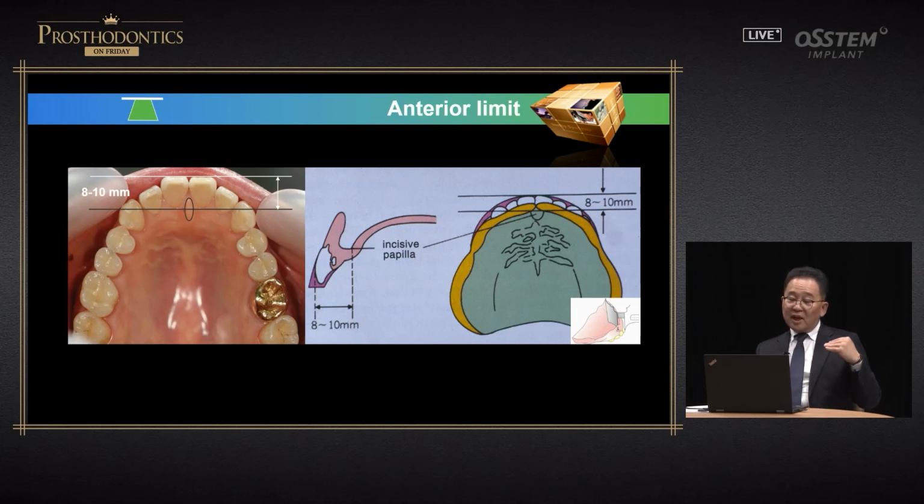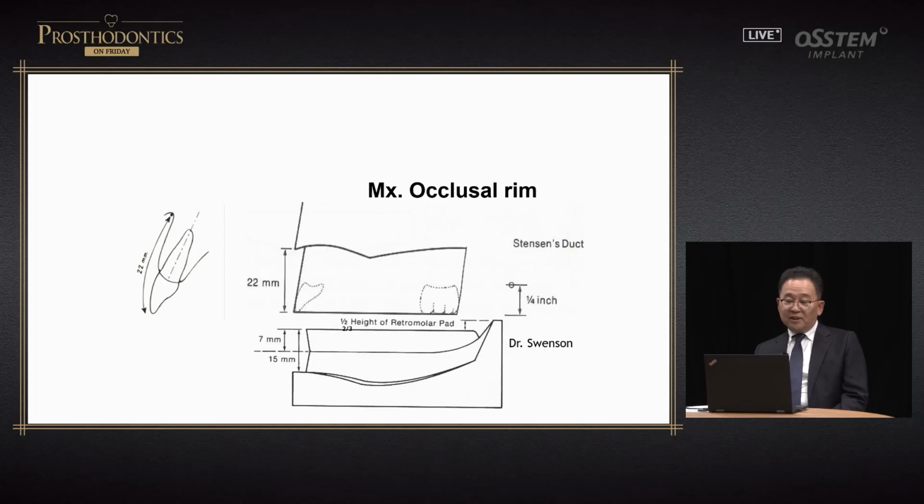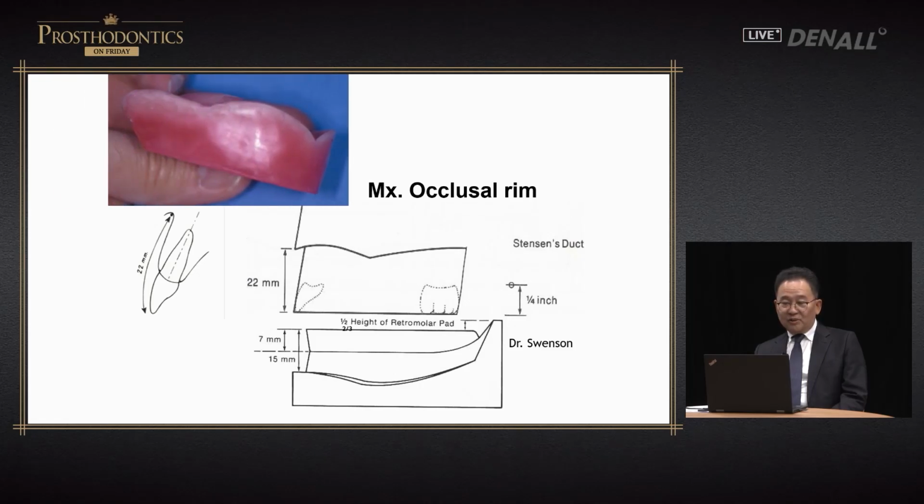In the case of upper anterior, the position of it is on average 8 to 10 millimeters from incisive papilla. This is well known. We need to stick to the basics as we fabricate the denture. I'm not good with numbers, but I hope you remember this one: 22 millimeters from vestibule to incisive edge, on average. Please remember this. And in line with that, occlusal rim needs to be fabricated.